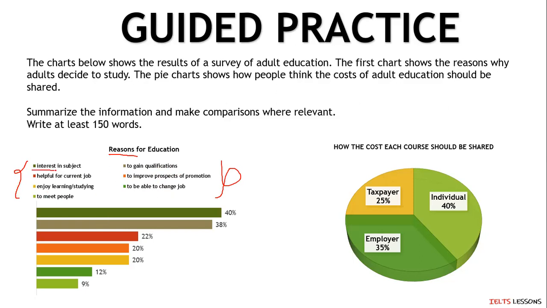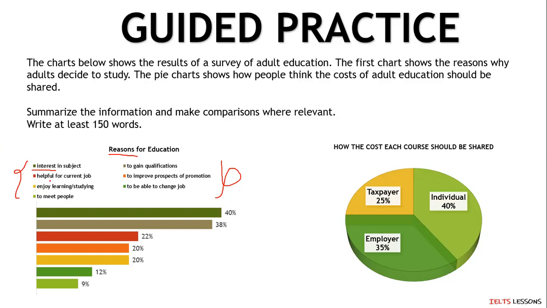For example, interest in subjects, you can say a passion for learning the subject, keen on learning the subject, motivation to learn to study, so you can change that interest to another word. Helpful for current job, you can say useful in the present job, so you can use the word useful or practical. Enjoy learning or studying, so have fun in learning or studying. Found it's fun, or found it enjoyable.